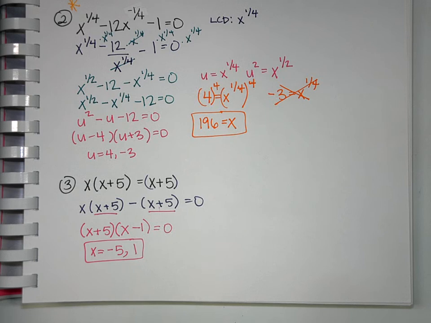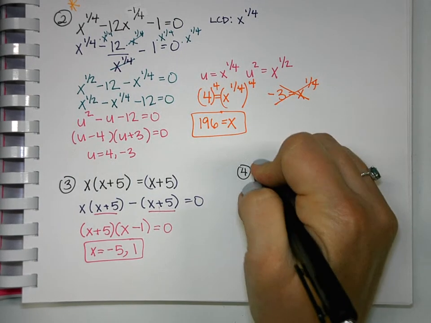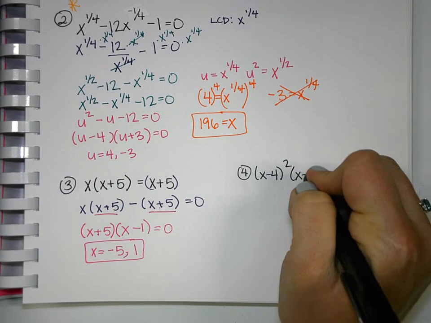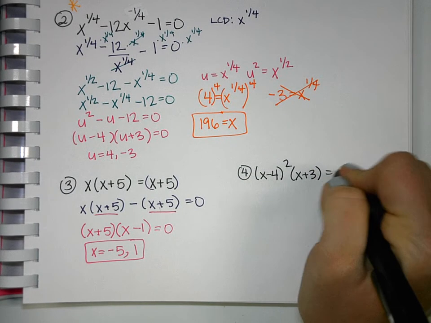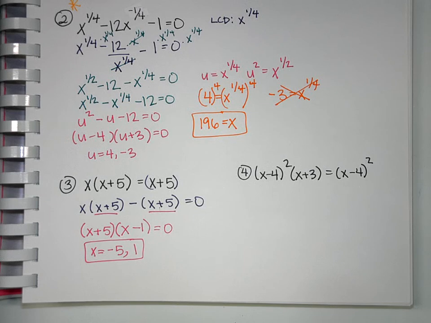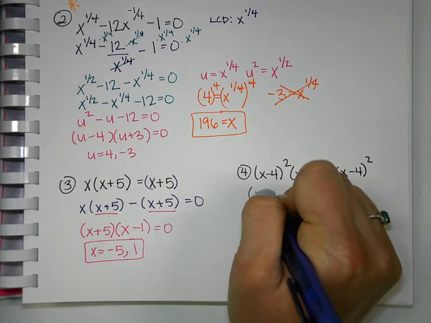So our last one for today is going to be very similar. So we'll have x minus 4 squared times x plus 3 equals x minus 4 squared. So we have the same idea. I have the same grouping on either side. So if we think about it the same way we did number 3 and move this entire grouping to the other side.